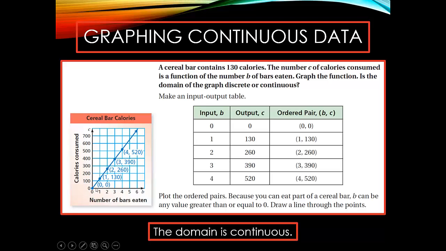So we could eat just half of a cereal bar and find the number of calories in just half of the cereal bar. So since we can eat part of the cereal bar, then we would have a continuous domain. So the domain would be continuous because we can have part of the cereal bar.